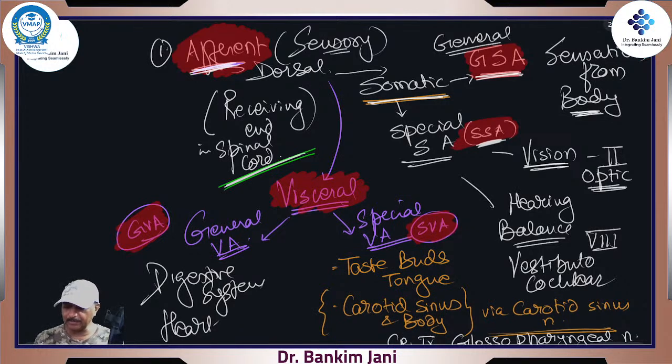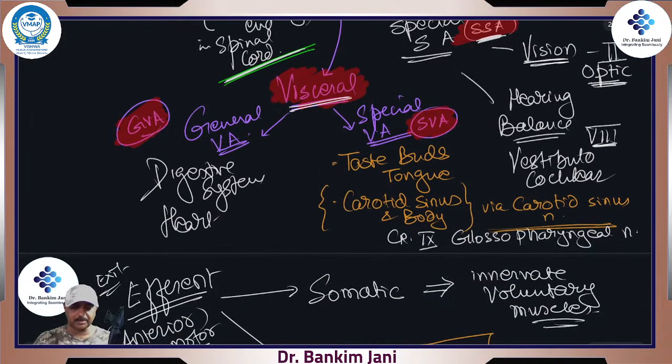So that is number two, which is for the optic nerve, which goes all the way to the optic cortex, right? And the hearing and balance, that is the vestibulocochlear, that is cranial nerve number 8, right? Done. Regarding the visceral part, again there is general and special.